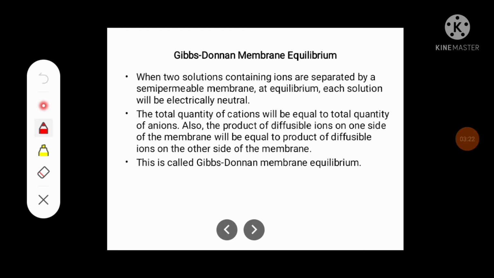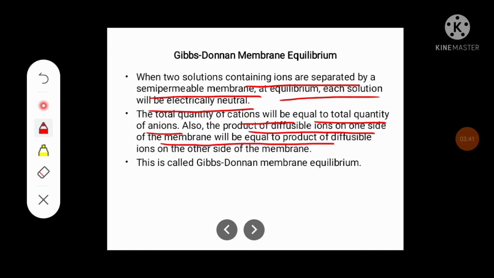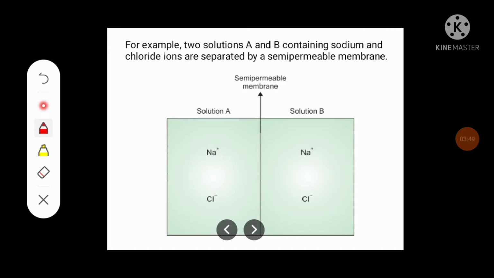Gibbs-Donnan equilibrium. When two solutions containing ions are separated by a semi-permeable membrane, at equilibrium each solution will be electrically neutral. The total quantity of cations will be equal to the total quantity of anions. Also, the product of diffusible ions on one side of the membrane will be equal to the product of diffusible ions on the other side of the membrane. So this is called the Gibbs-Donnan membrane equilibrium.